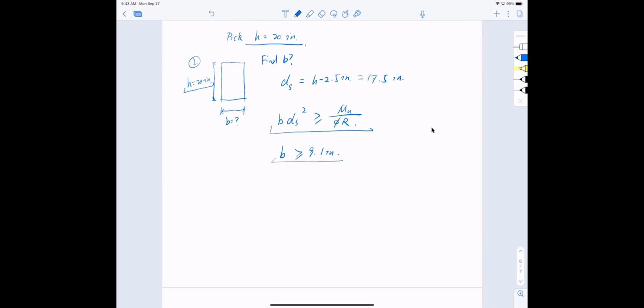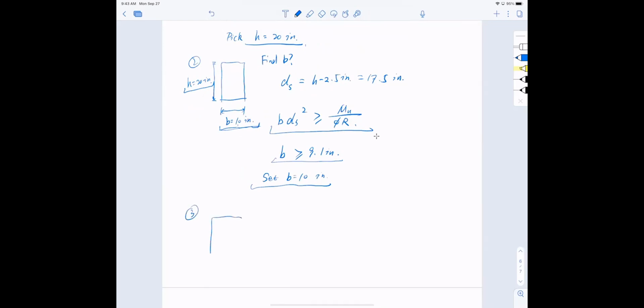Here is 9.1. Now I can play Bob's game, and Bob says set b equal to 10 inches. I don't want 9.5, it's just ugly. Remember what I said? I love a wholesome number, and I also love the golden ratio of 1 to 2, 1 to 2.